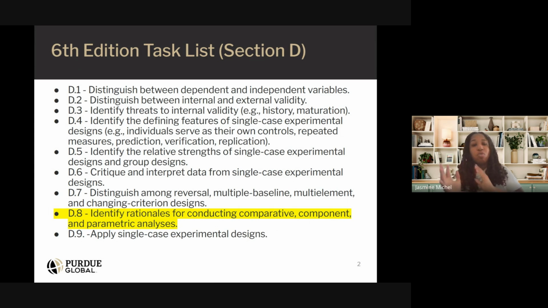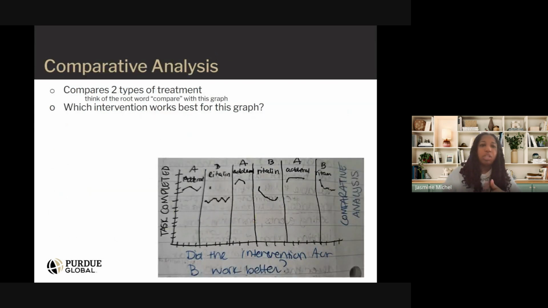We're talking about rationales of conducting comparative, component, and parametric analysis, which is highlighted because that's what I'm going to be talking about with you guys today, and applying single case experimental designs. So we're going to start off with comparative analysis. What is that? What do we do? And how can this affect real life?